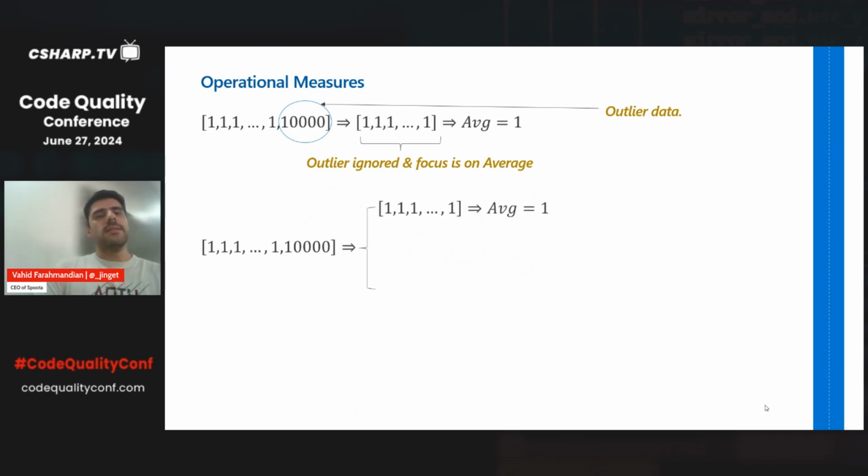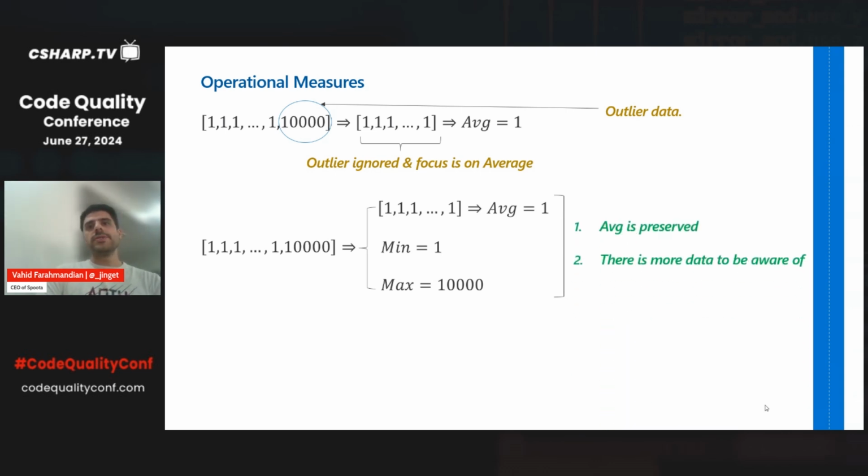But in the further analysis, we need that outlier data, of course. As you see, using the same data set, we calculate that the average response time is equal to 1, but we are aware that our minimum response time is equal to 1 and maximum response time is equal to 10,000. So we're not removing the outlier data. We just ignore it in order to calculate our average. Using this mechanism while measuring the characteristics with operational measures, we have our average preserved, and we have more data to be aware of, which could be very useful to analyze and to measure.